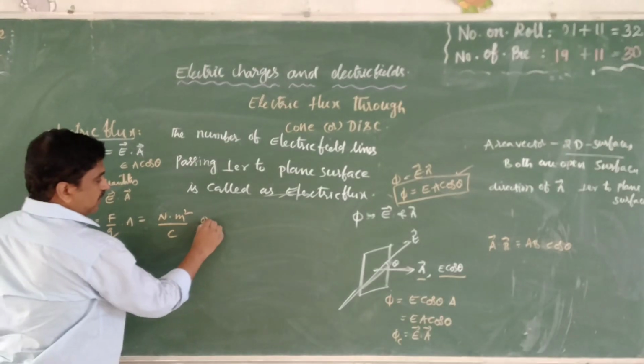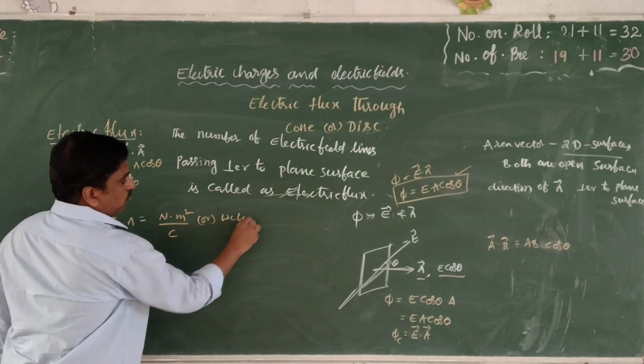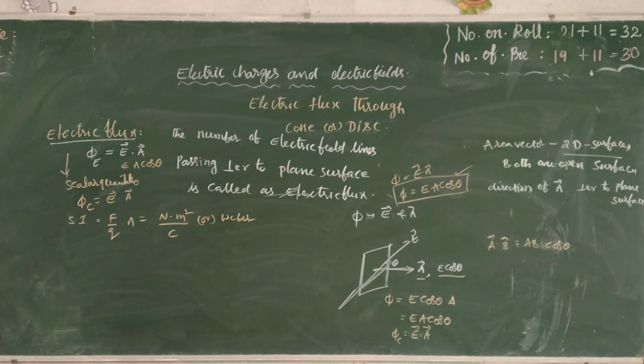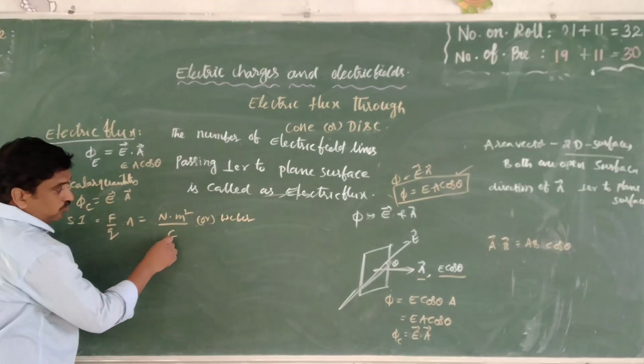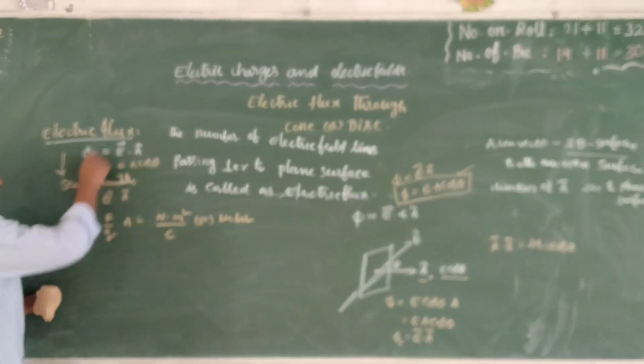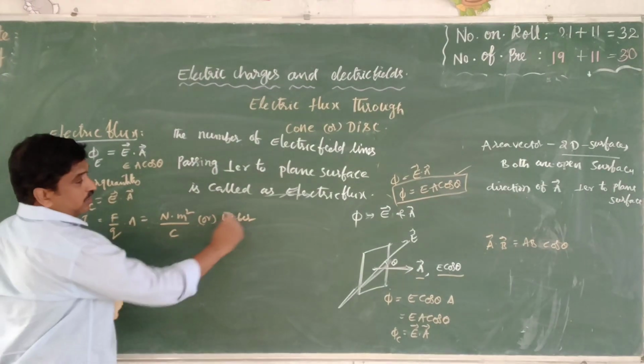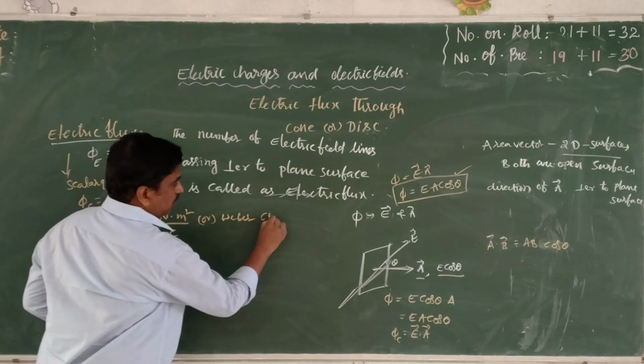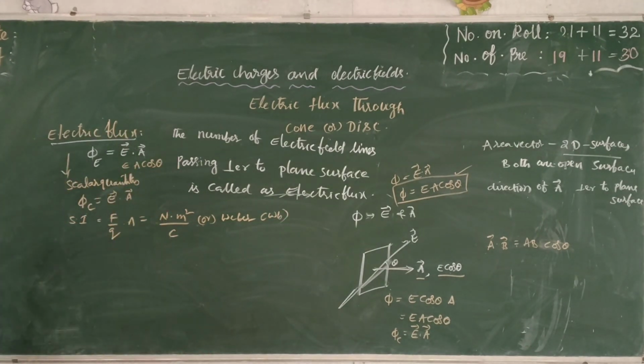This we can also write as Weber. So Weber is the unit of electric flux. Newton meter square per coulomb is the unit of electric flux in the SI system, or otherwise we can write it as Weber. The symbol of Weber is WB.